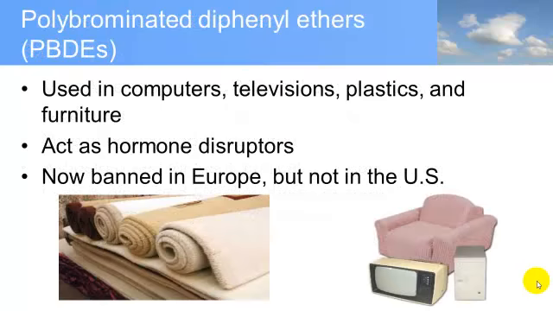Polybrominated diphenyl ethers, or PBDEs, are chemicals that are used as a flame retardant. They're often applied to computers, furniture, carpets, things like that. If you bought a carpet or a couch or a bed in the United States, well, it's probably been treated with those materials. These chemicals act as hormone disruptors. They've been banned in Europe, but not in the United States.